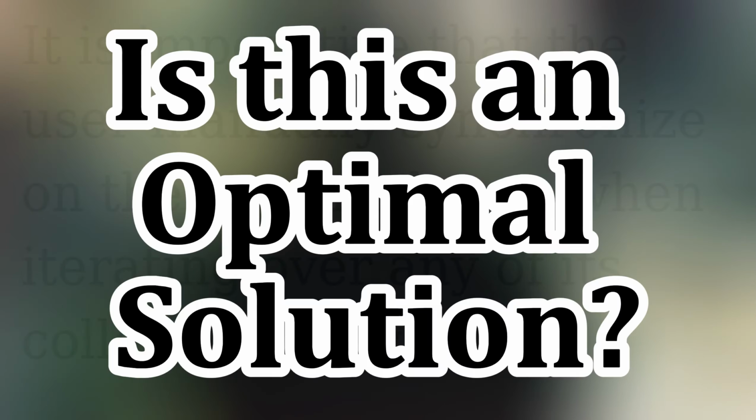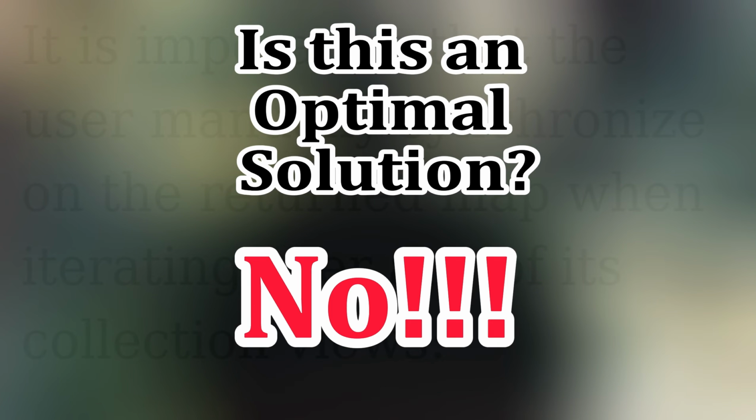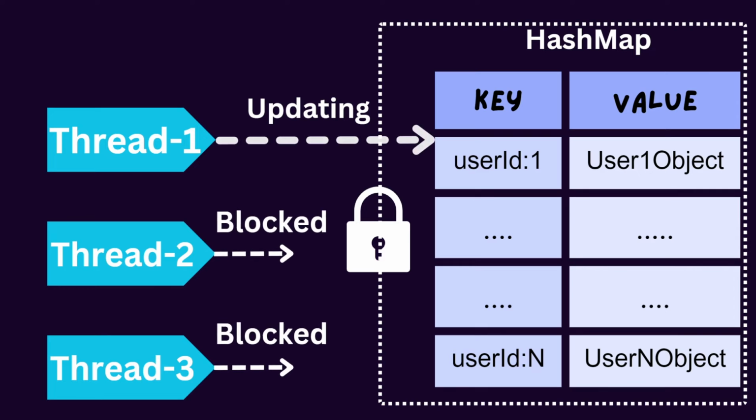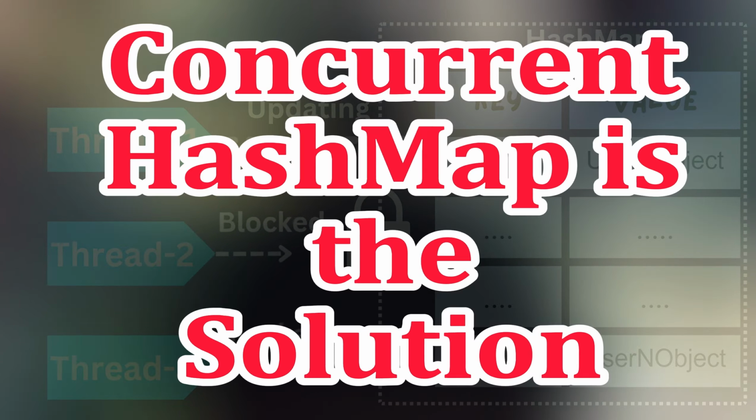But do you think that this is an optimal solution? Well, no. Let's see why. When a HashMap is synchronized using this technique and multiple threads try to perform some operation on the HashMap, at that time only a single thread will be allowed. All other threads have to wait. ConcurrentHashMap provides an optimal solution for this problem.